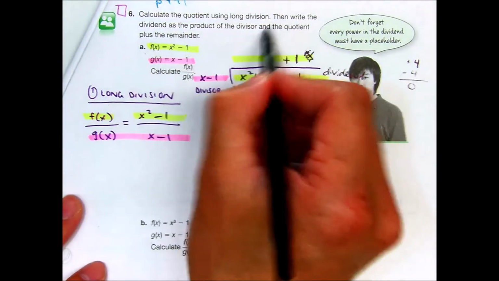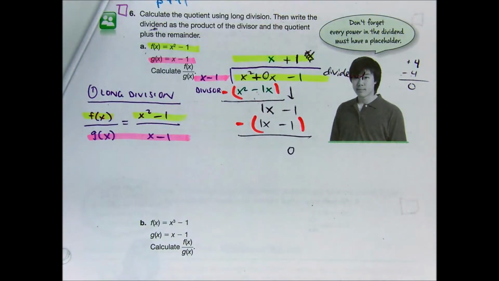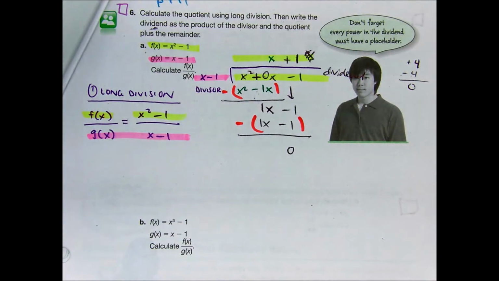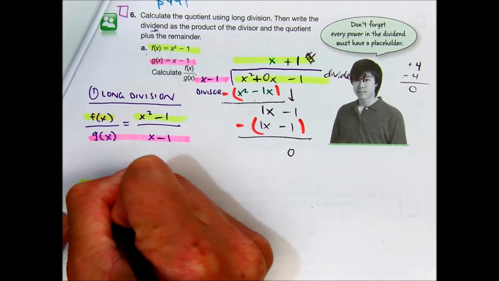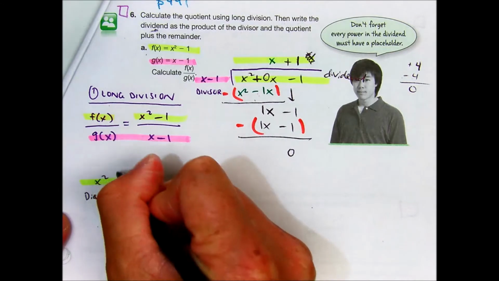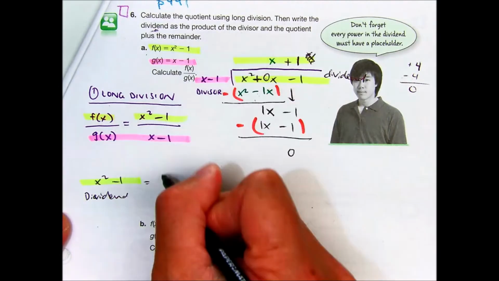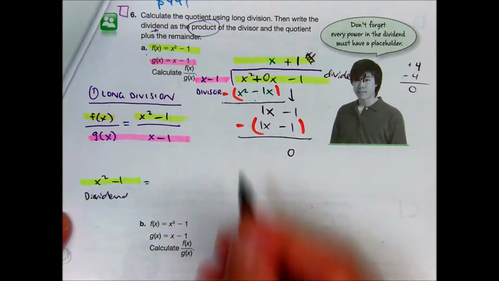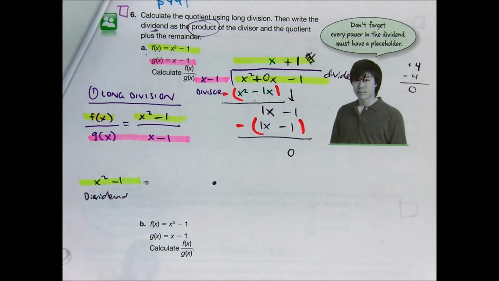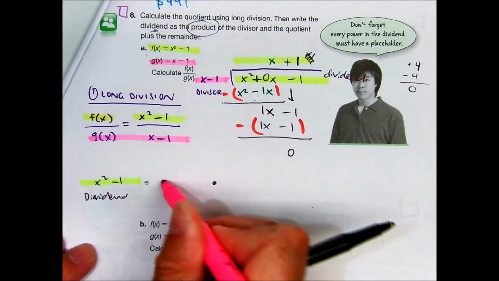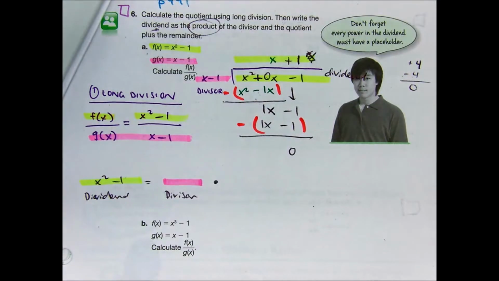Okay, let's do the second part now. Write the dividend. Put your finger on the dividend. That's in yellow. Let's color code this. Our dividend is x squared minus 1. As a product means what math operation? Multiplication of the divisor. What color is the divisor? Pink. Divisor, which is x minus 1.